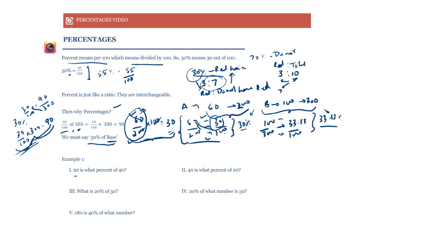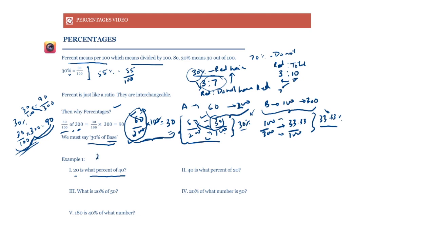20 is what percent of 40? Now, this can get a little confusing, because what is 20% of 50? 20 is what percent of 40 or 50? Then 20 of what number is 50? So we should be able to put it in an equation accurately. Hence, we have an easy method to do that.